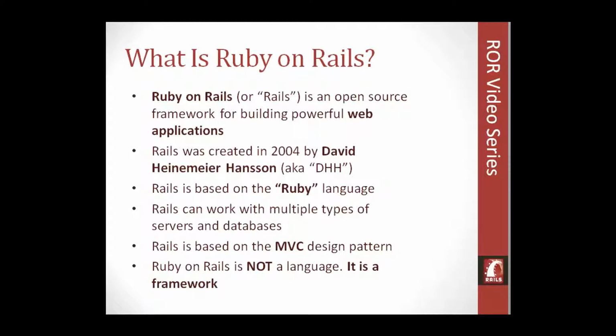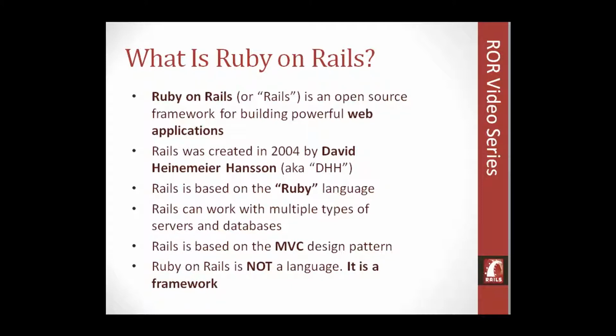Rails was created in 2004 by David Heinemeier Hansen, also known as DHH among geeks. And he created Ruby on Rails in 2004, and the Ruby language was created in 1993. So Rails came about 10 years later. As I said, it's based on the Ruby language.